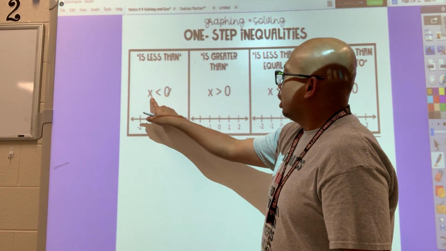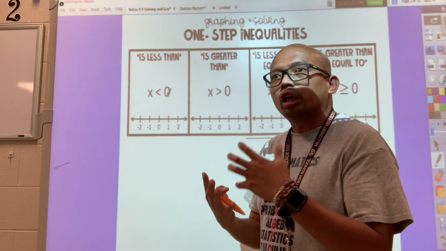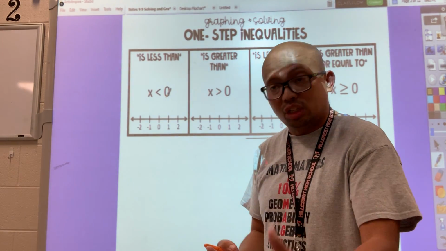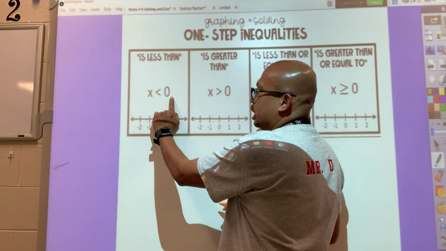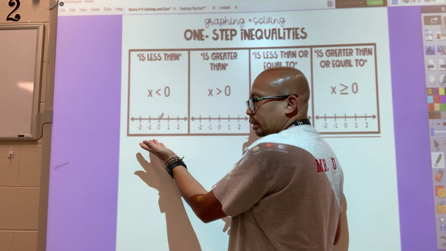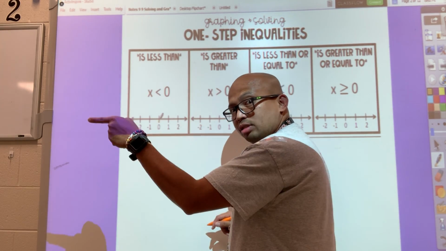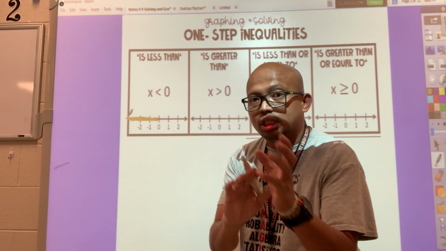But what is the meaning of x is less than 0? Where are the values of x that are less than 0? So if this is 0, the numbers that are less than 0 are the negative numbers. Where are the negative numbers on the number line? You're correct. It's on the left side. So therefore, the graph is going this way off the 0.